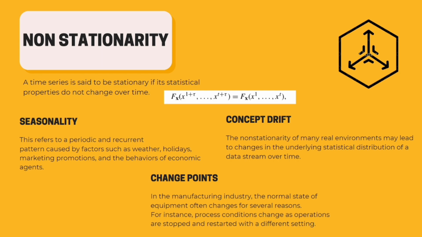In the manufacturing industry, the normal state of equipment often changes for several reasons, which can depend on various factors like how many workers are working, when the services are stopped, and when the machines are started running, what time of the day it is, and what is the condition of the raw material, and many different factors. So these factors can introduce a certain amount of non-stationarity in the data.